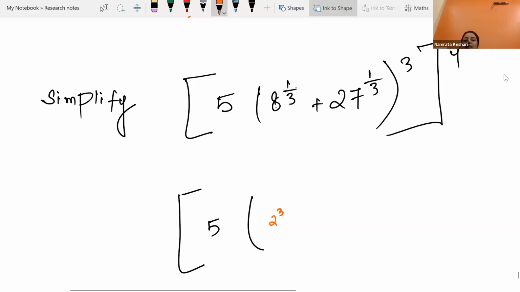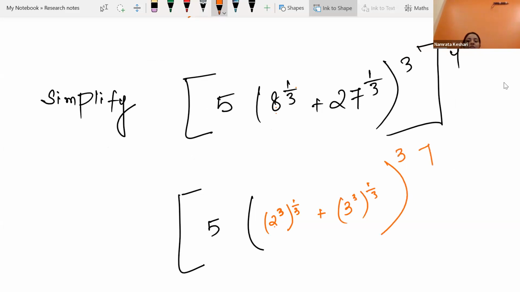So in the place of 8, we can write 2 cube, and then the power 1 by 3 is there, fine. Similarly, 27 we can write as 3 cube, and then power 1 by 3. Everything has power 3, then one more exponent is there. We are just copy pasting it.